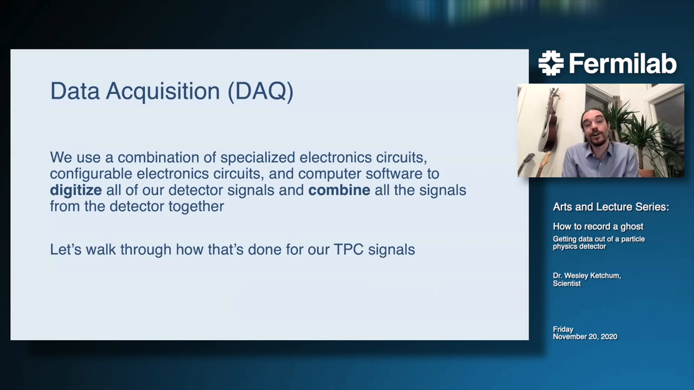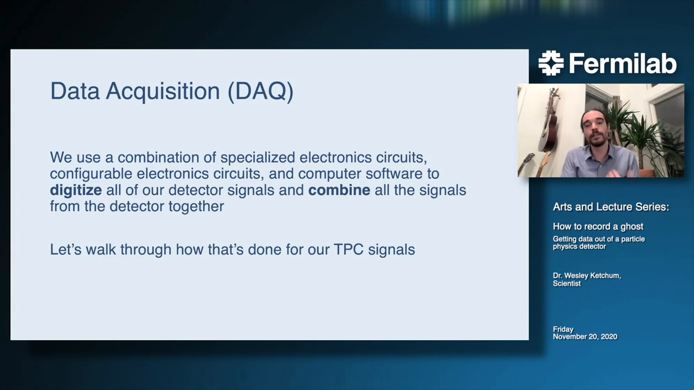That process is called data acquisition. We use a combination of specialized electronics, configurable electronics, and computer software to do a number of things. But it basically comes down to being able to digitize all of our detector signals so that we can store them on computers and analyze them later. And then combine all of those signals from the different parts of the detector together to create the full event. That means combining all of the information from all the different wires, from all the different perspectives, in order to get this full image of the neutrino interaction.